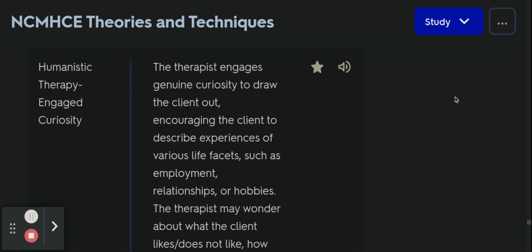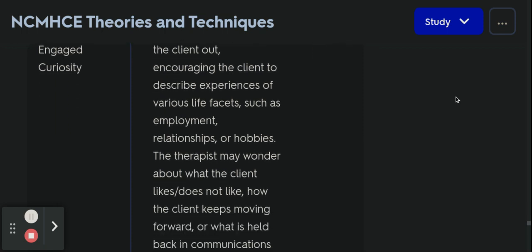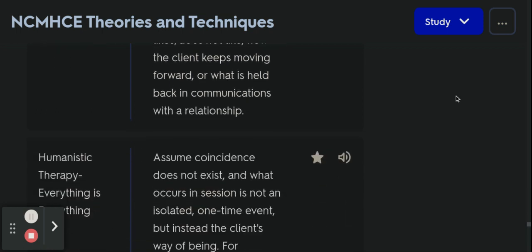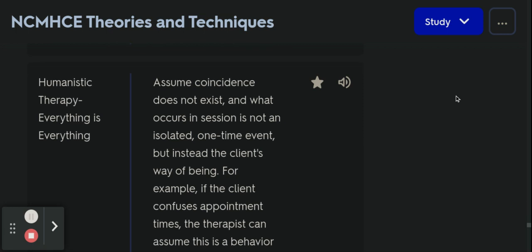Humanistic therapy engages curiosity. The therapist engages genuine curiosity to draw the client out, encouraging the client to describe experiences of various life facets, such as employment, relationships, or hobbies. The therapist may wonder about what the client likes, does not like, how the client keeps moving forward, or what is held back in communication with the relationship.